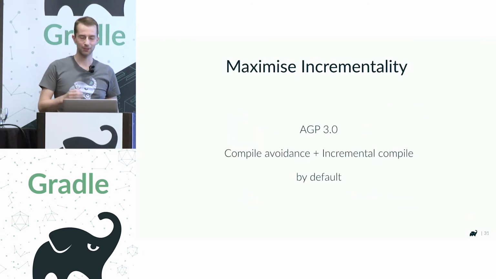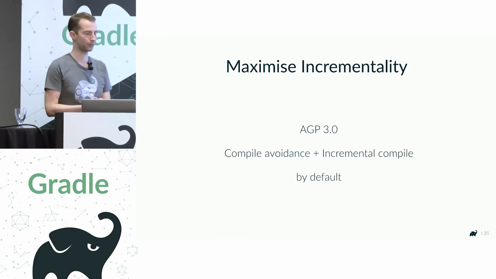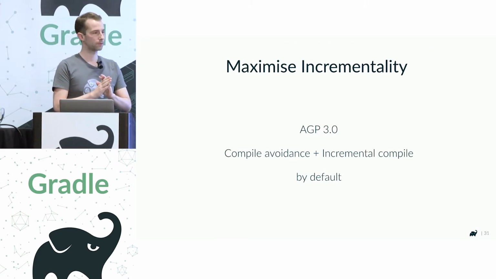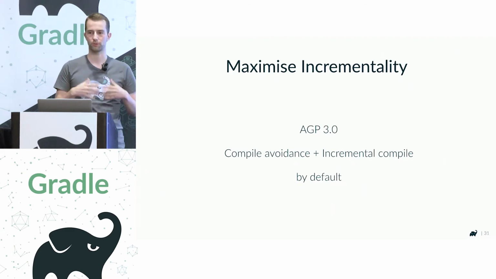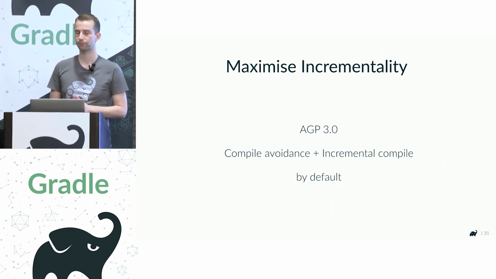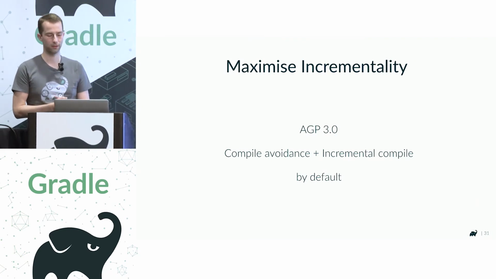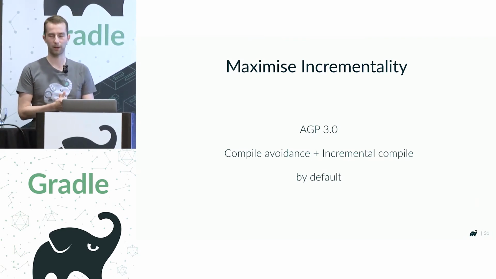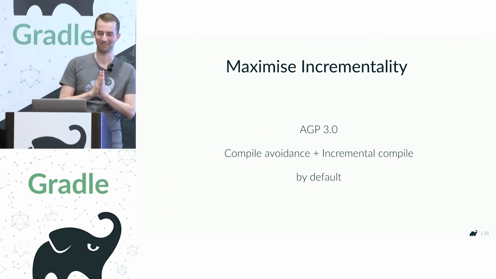Now, there's a topic that I will only scratch the surface of here, and that is incremental Java compilation and compile avoidance. The short story is, with the Android plugin 3.0, you get those features for free. They're active by default. All you need to do, for incremental compile to work, is not use annotation processors. I know, it's sad. But we'll get to it, I promise.